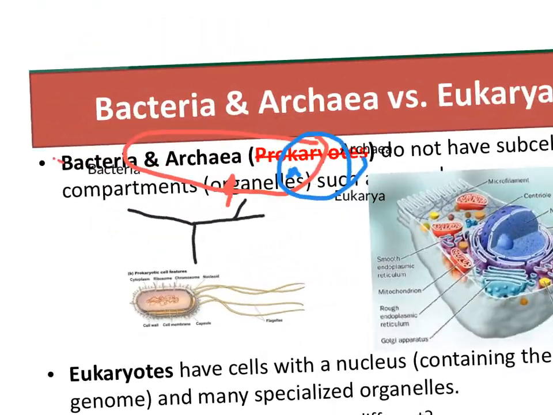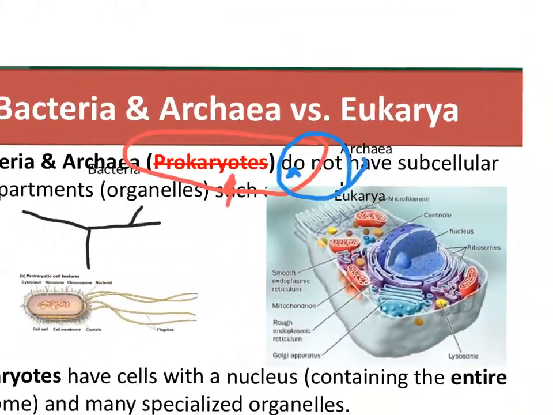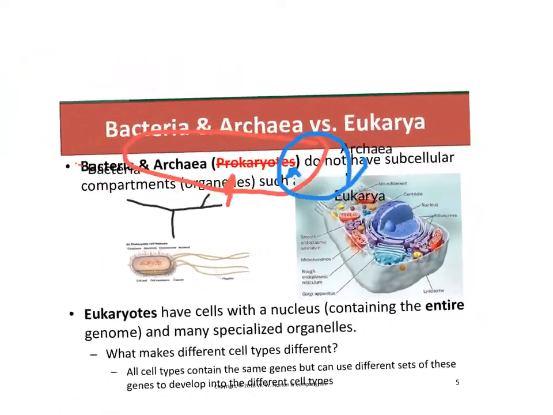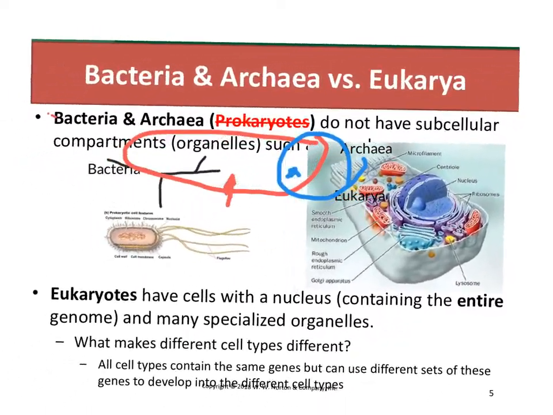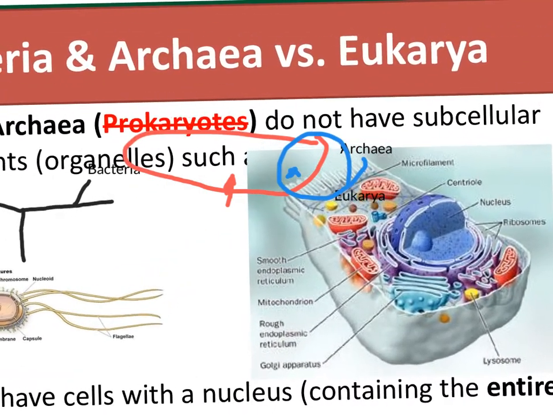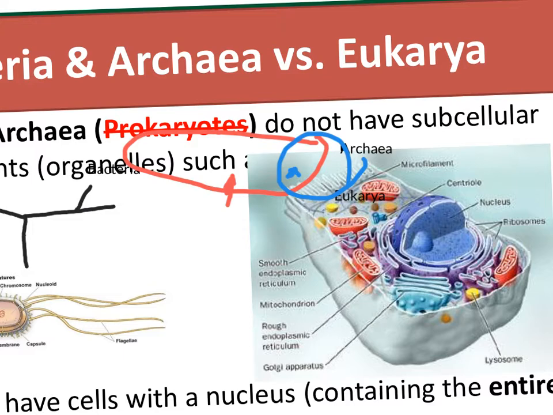And then, on the right, we have eukarya, which is the kind of cell that we're made of, that has a nucleus. It has organelles in the cytoplasm, like the mitochondria.